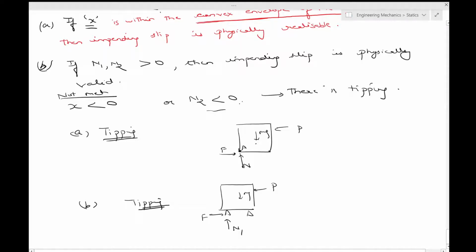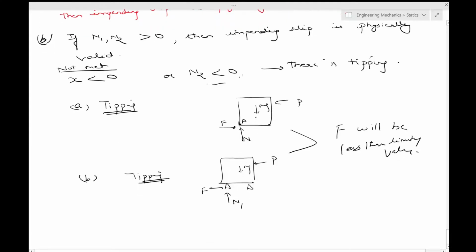Okay, so f in these cases will always be less than a limiting value. The reason is, if it was at the limiting value, then the slipping would be happening. So you don't do that. Again, there is an example for this particular case which you must check from your textbook and understand it well enough.